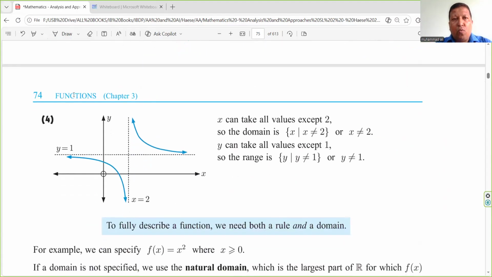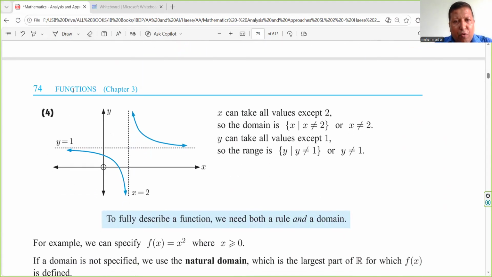Okay, now example 4. Here, if you observe, we can take different x values, but x = 2 is the asymptote line. That means this curve never touches the line x = 2. So the domain is {x such that x ≠ 2}. And if you observe the y values, we get all y values, but y is not equal to 1. So the range is {y such that y ≠ 1}.